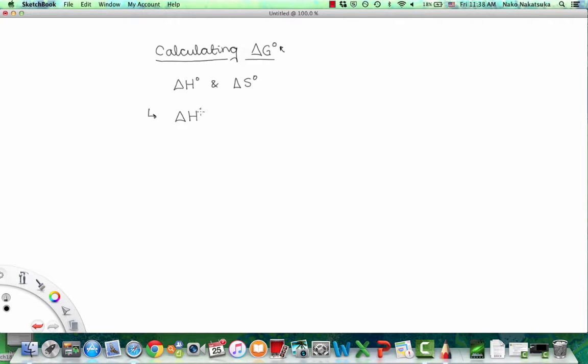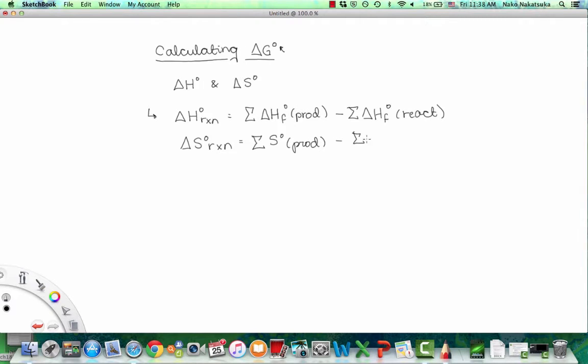Where the delta H of the reaction is the sum of delta H of formation of products minus the sum of delta H of formation of the reactants. We went over this when we looked at enthalpy. And you must also remember that the delta S of the reaction can be calculated from using the standard values of entropy, where it's S naught of products minus S naught of reactants.